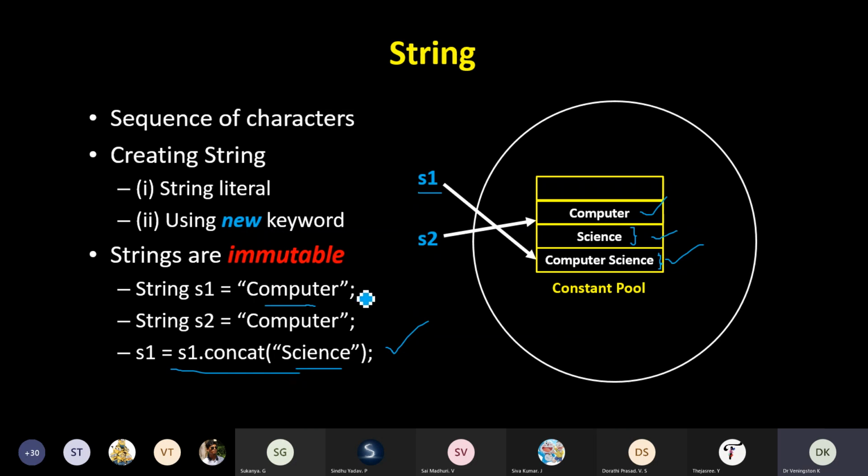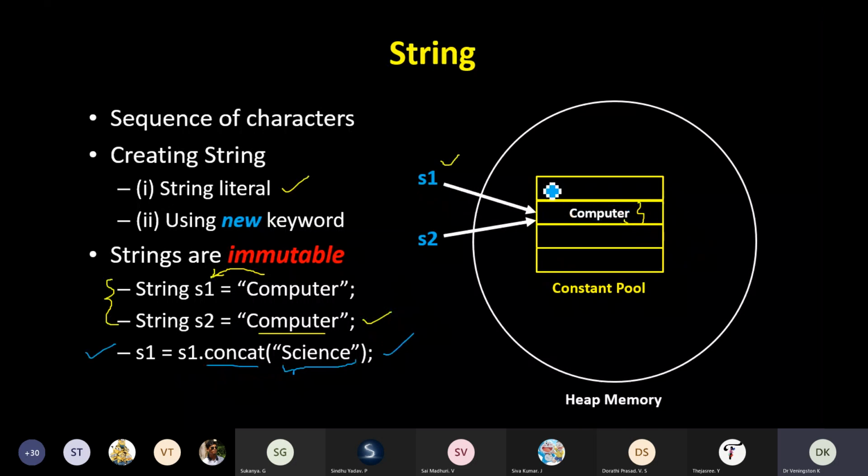Now, even if we use these two lines, string s1 equal to computer and string s2 equal to computer, what happens here is that one entry will be created in the constant pool, and both of them will be referring to the same entry, as shown here. At the time when we write these two lines of code, this is what is going to happen in heap memory.